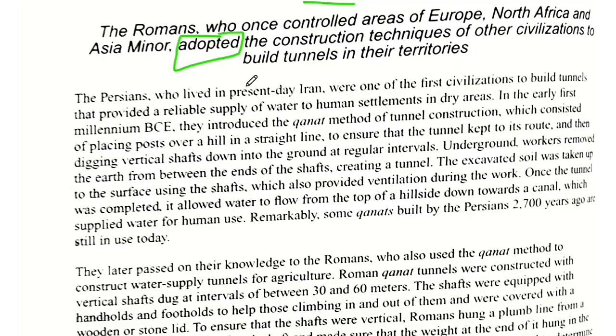The Persians who lived in present-day Iran were one of the first civilizations to build tunnels that provide a reliable supply of water to human settlements in dry areas.